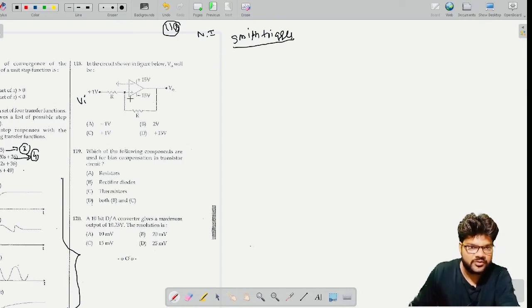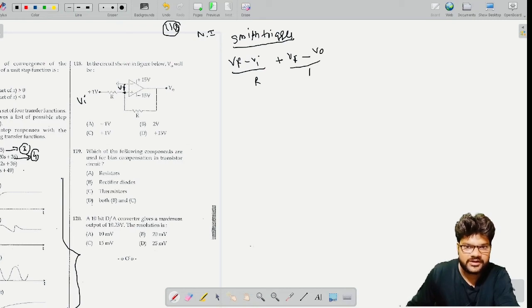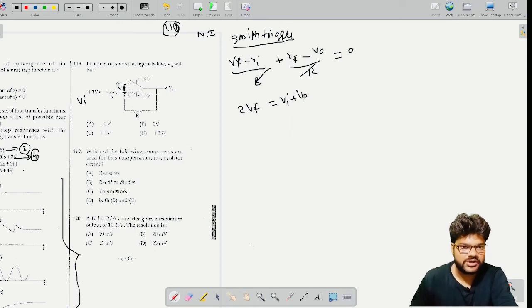So this is going to be V output, and this is let us say Vf, feedback voltage. Okay, so let us apply KCL here. So Vf, outgoing current, is Vf minus Vi by R, plus Vf minus V naught by R, and equals to 0. So no current will be going in positive and negative terminal of this op-amp, right. So this is going to be 2 Vf equals to Vi plus V naught, okay.